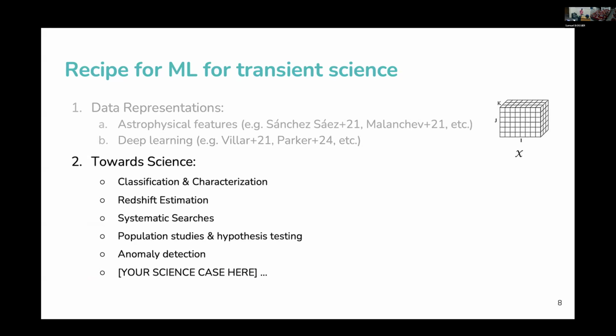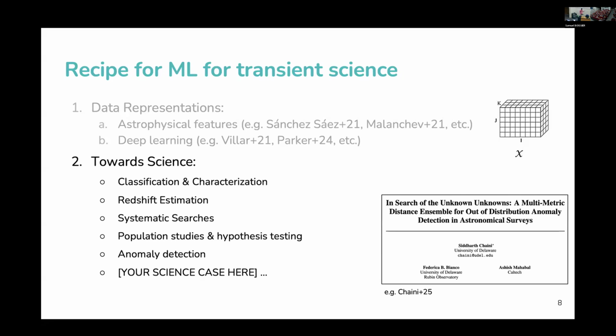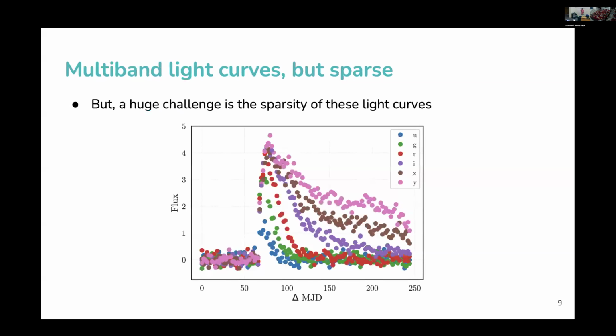After that comes the science. So now you can use machine learning for your specific use case, which could be anything from classification, redshift estimation, systematic searches, population study, anomaly detection. Whatever you want to do, you can do once you have these data representations. And just to plug something I'm interested in, anomaly detection. So if you also want to chat about that, we can talk.